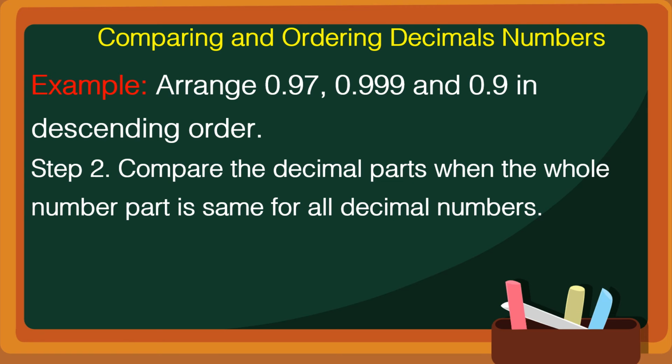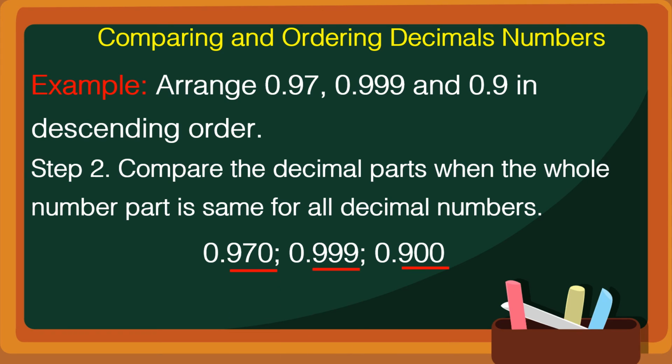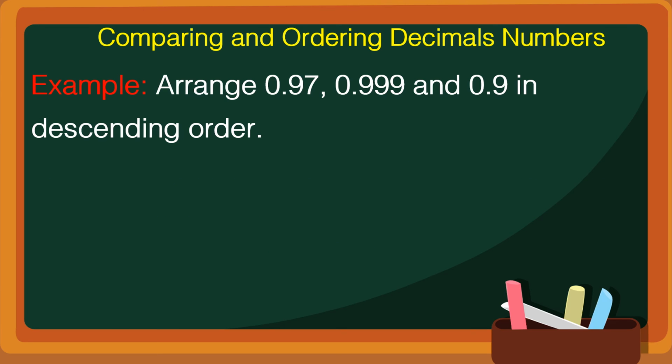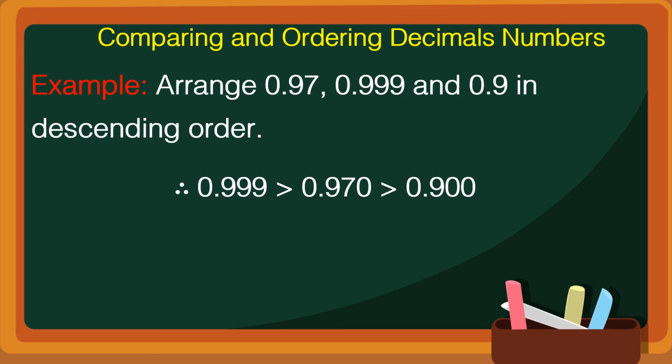Step 2. Compare the decimal parts when the whole number part is the same for all decimal numbers. As we have 0 in the whole number part in all the numbers, we compare the decimal parts of the given numbers. Here, 999 is greater than 970 is greater than 900. Thus, in comparing decimal parts, we say that 0.999 is greater than 0.970 is greater than 0.900.